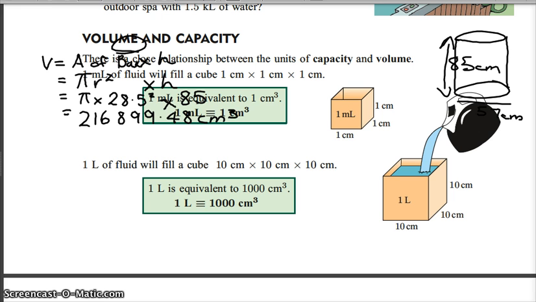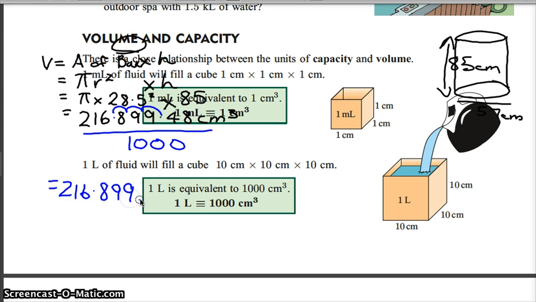We have 216,000 cubic centimetres. So if we were to divide that by 1,000, we get 216.899 litres. Okay? Approximately, that is 217 litres of oil will be contained in that.